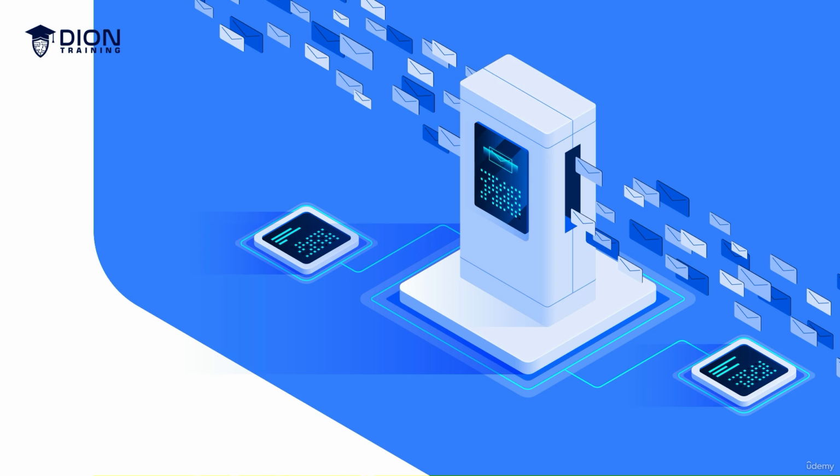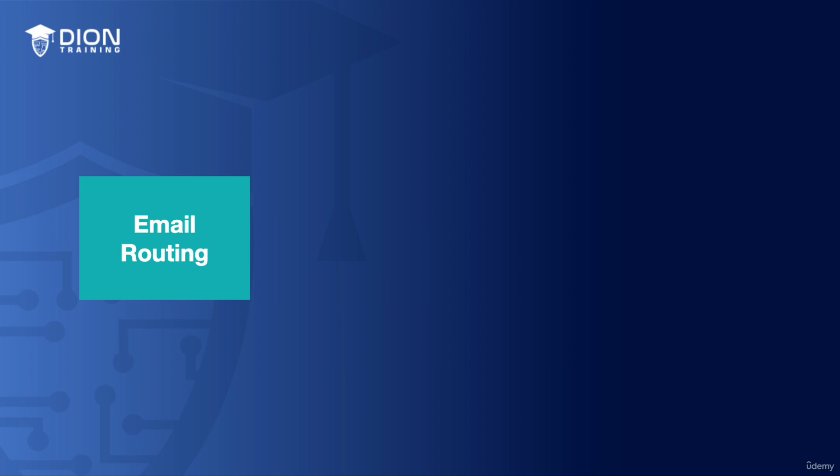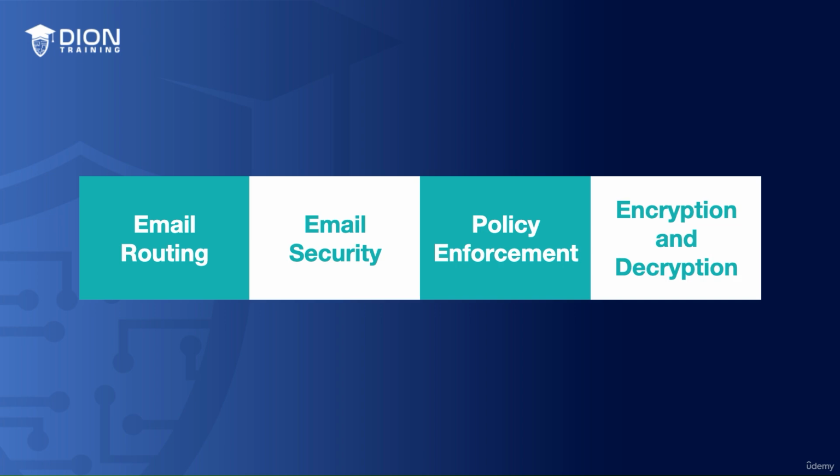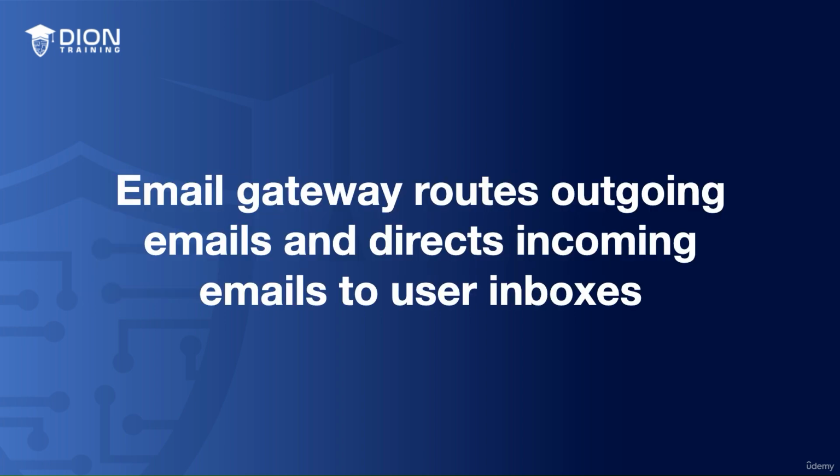Once the email reaches the recipient's domain, it will then go through the recipient's email gateway before it's delivered to the intended recipient inbox. Email gateways are implemented to help with email routing, email security, policy enforcement, and the encryption and decryption of emails. Our organization's email gateway is primarily responsible for routing outgoing emails to the correct destination and directing incoming emails to the appropriate user inboxes.